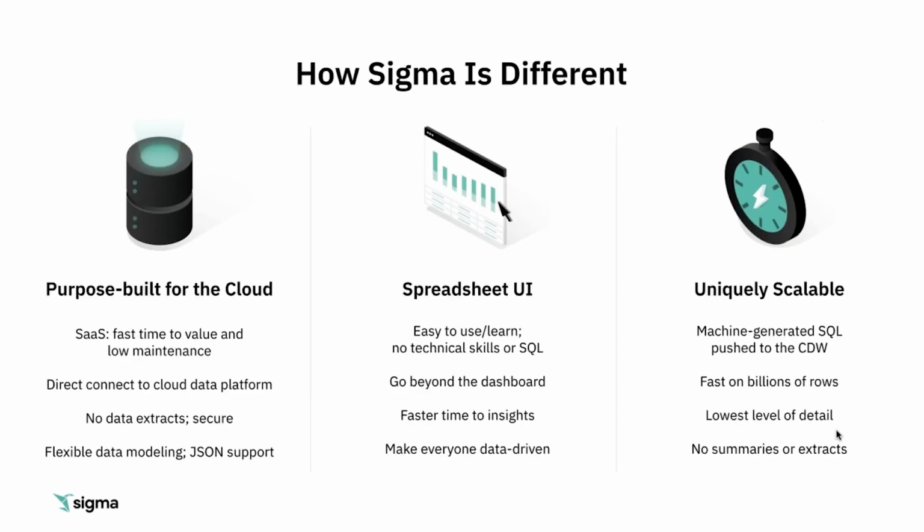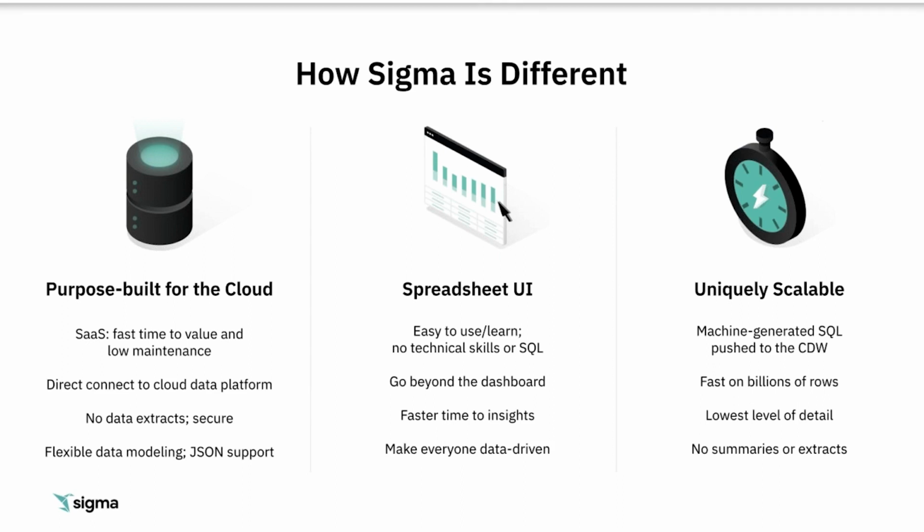Sigma is also different in a number of key ways. First, we are purpose-built for the cloud. We're a SaaS solution with a direct connection to your cloud data platform or warehouse. There are no data extracts, so we're not moving, storing, caching, or persisting any of your data in our service. And it's secure. All of our data is encrypted both in transit and at rest on its way to the end user. And we have flexible governance, data modeling, and other controls that we'll walk through during the call today.